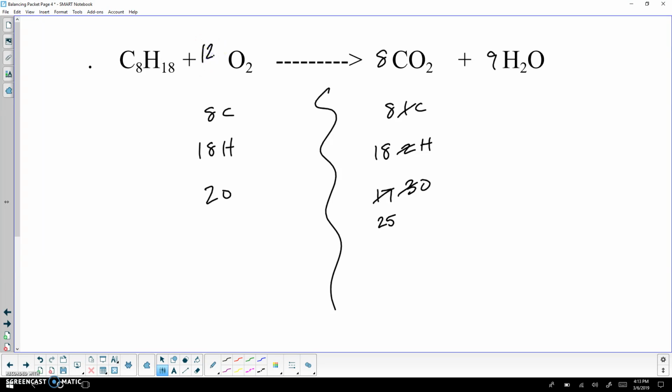And let's see. You can't have halves, so we've got to double everything. 12 and a half is going to become 25. 1 becomes 2. 8 is going to become 16. And 9 becomes 18. Let's check our work. Here are 16 carbons, here are 16 carbons. Here are 36 hydrogens, here are 36 hydrogens. Oxygen, we've got 50 of them here. We've got 34.